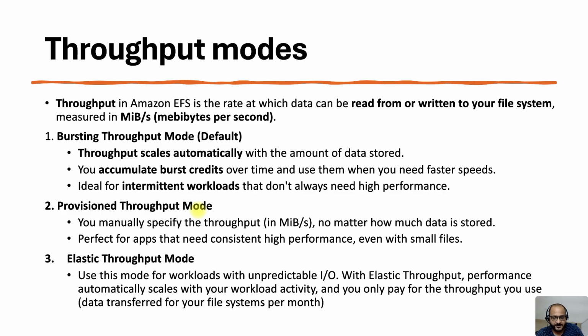So you can specify that with the help of provisioned throughput mode. Another one is elastic throughput mode. This mode is for workloads that are unpredictable, like when you are not sure how fast you want input and output from the file system. In that case, you can use elastic throughput mode.